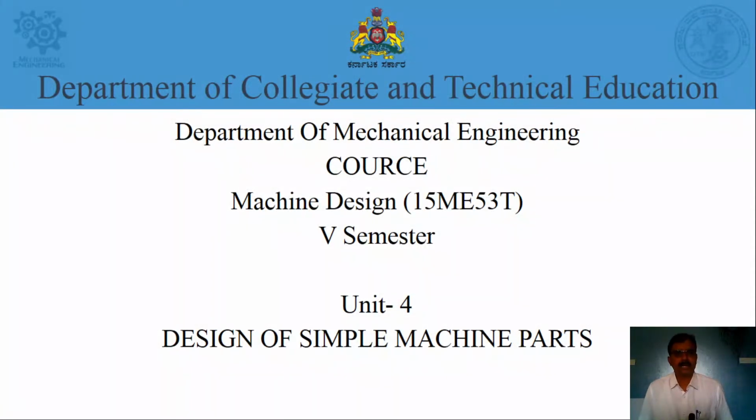Welcome to the Learning Management System of Department of Collegiate and Technical Education, Department of Mechanical Engineering, Course Machine Design. The course code is 15ME53T for the 5th semester of Mechanical Engineering. Unit 4, Design of Simple Machine Parts.